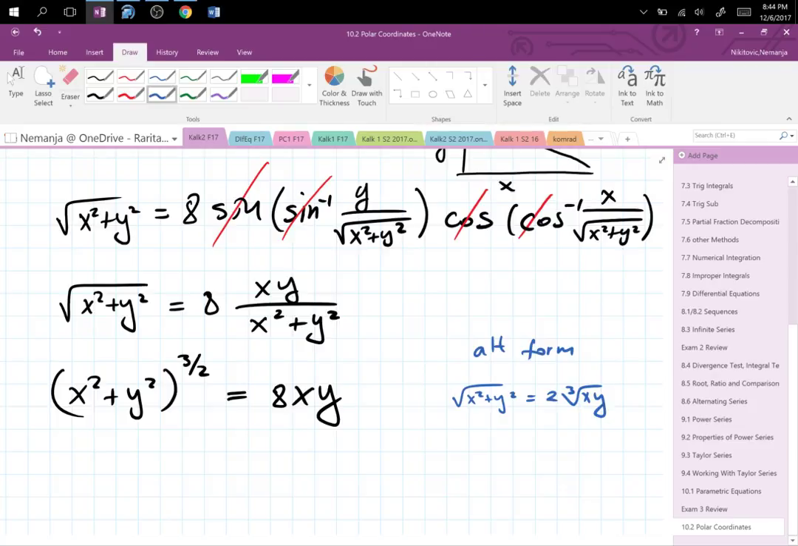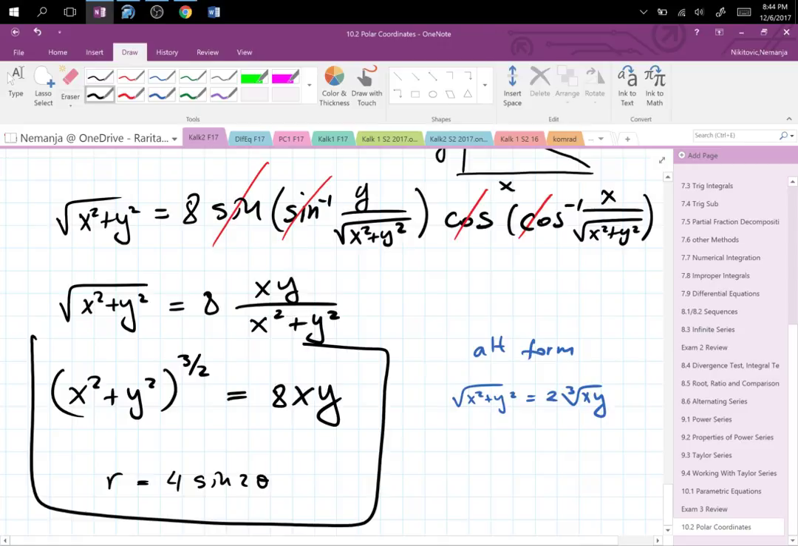Now, we converted it. Recall the old equation: r equals 4 sine 2 theta. Which equation do you want to work with in terms of derivatives and integrals? The one on top or the one on the bottom? One on the bottom, right?